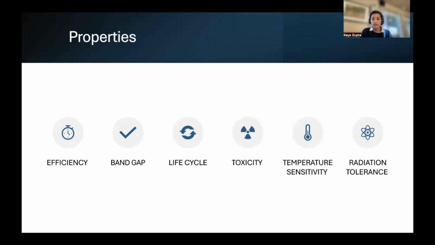And then lastly, we have radiation tolerance. So basically, over time, radiation hits the solar panels, and the structure of the semiconductor gets messed up. And the band gaps of the semiconductor then get messed up, and then electrons and holes can recombine, which we don't want because then they're not collected, and then we don't have electricity that we can use.